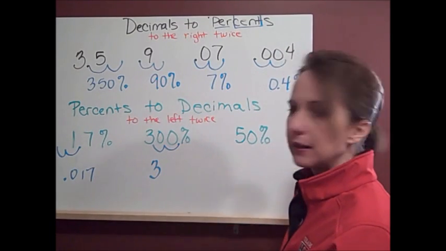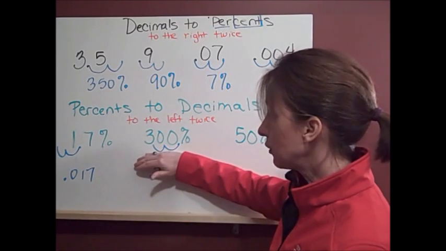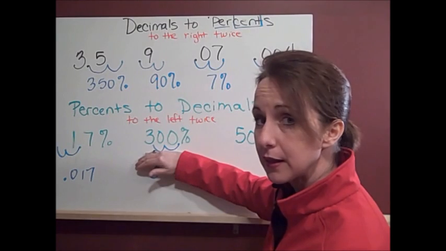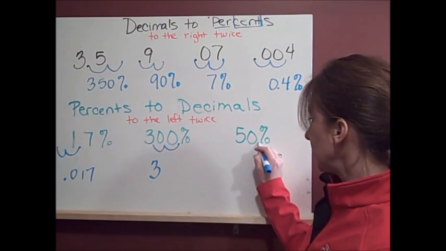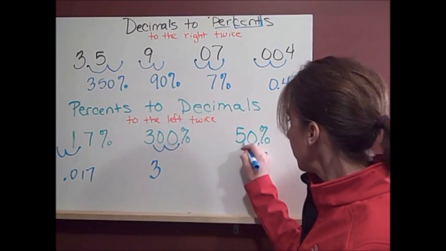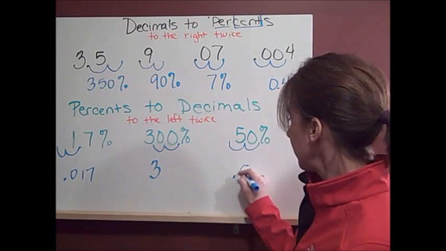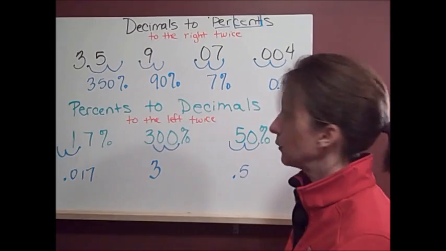So 3 is my decimal. This is greater than 100%. That means this should be greater than 1. Here's the decimal at the end of every whole number. 0.5 is my decimal.